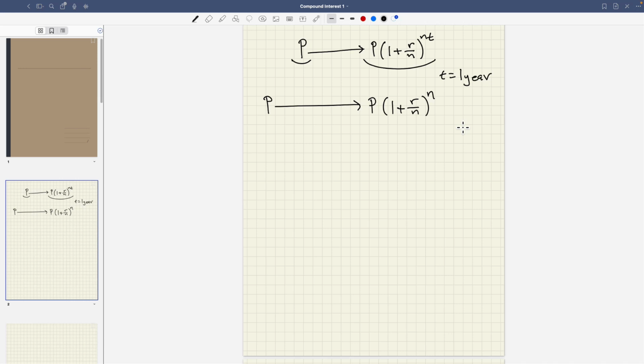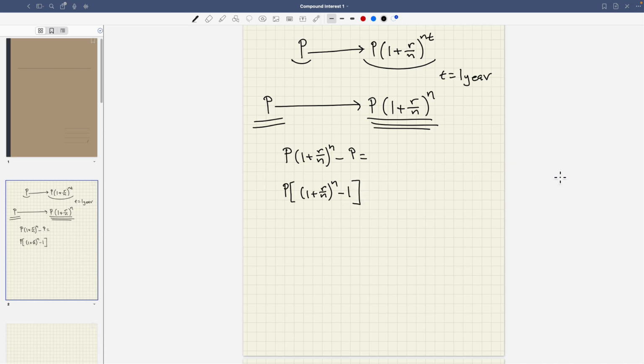And so essentially, if you want to find out how much money you made, you will subtract this amount from this amount, the initial investment. So you subtract your initial investment from your final amount. So you have P, which is the amount with the interest added to it in 1 year, minus your initial investment. And what is that equal to? That is equal to, we can factor out the P, 1 plus R over N to the N minus 1.